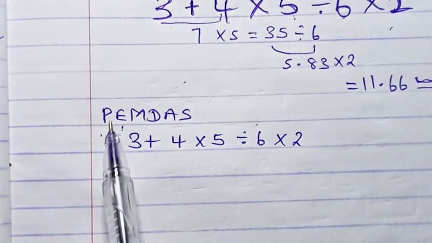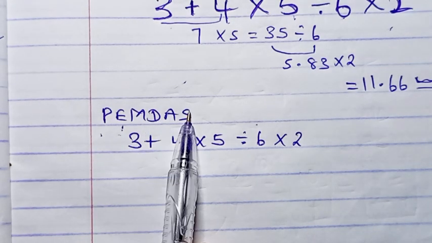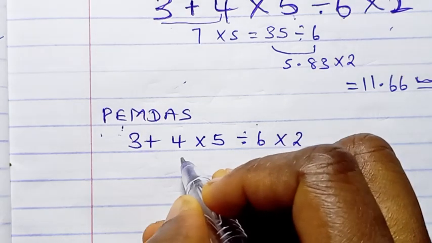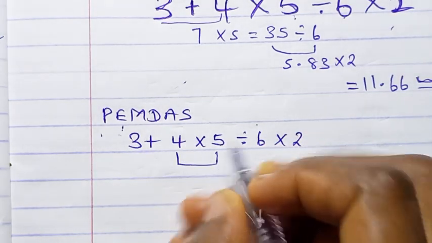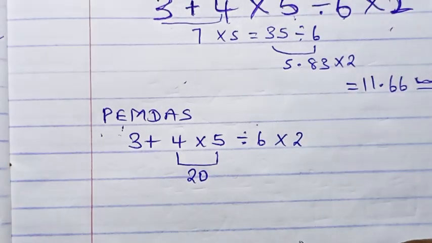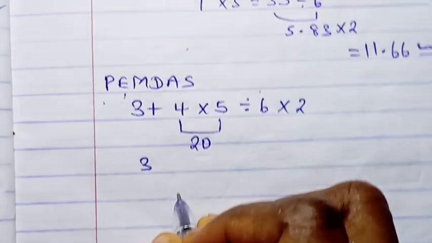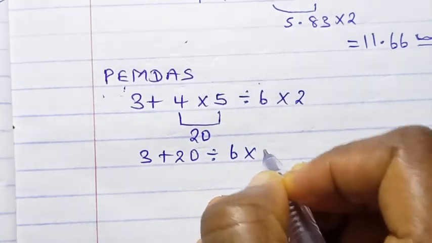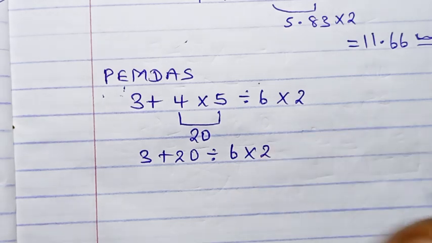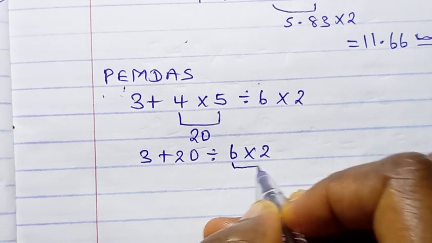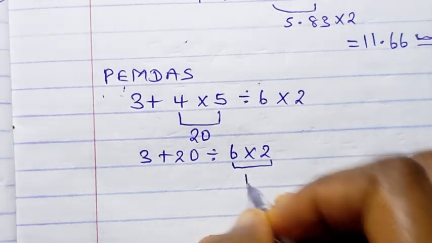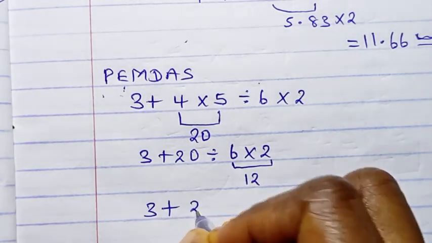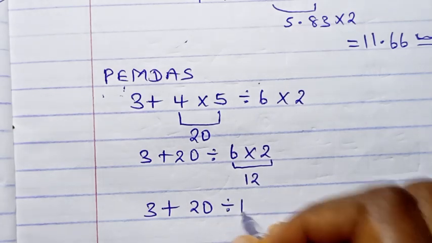So if you check our PEMDAS rule, what comes first? There's no parentheses, there's no exponential, so our multiplication comes first here. So you do 4 times 5. That will give us what? 20. Okay, so you have 3 plus 20 divided by 6 times 2. There's another multiplication here, so you do your multiplication here. So 6 times 2, you're going to have 12. Okay, so that means you have 3 plus 20 divided by 12.